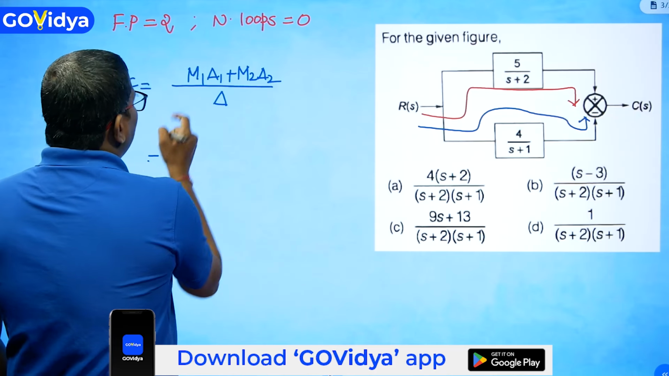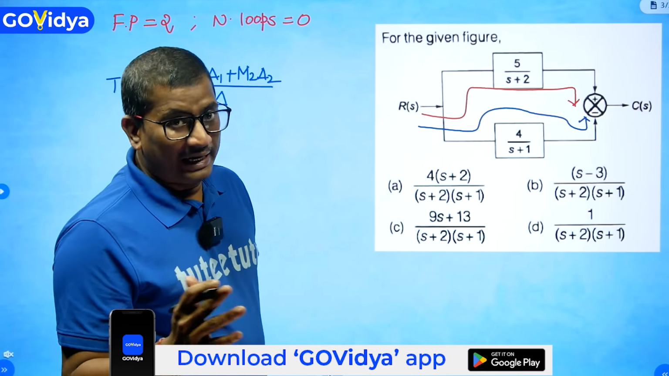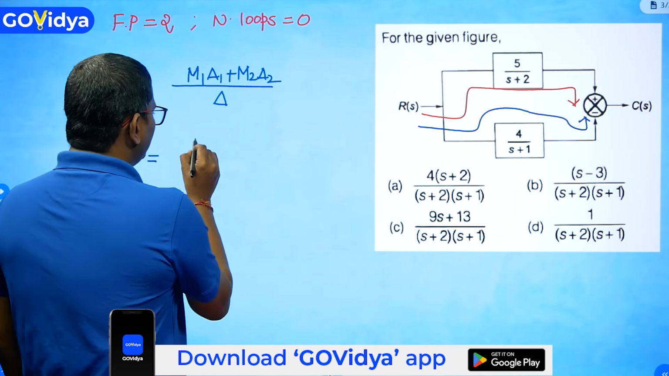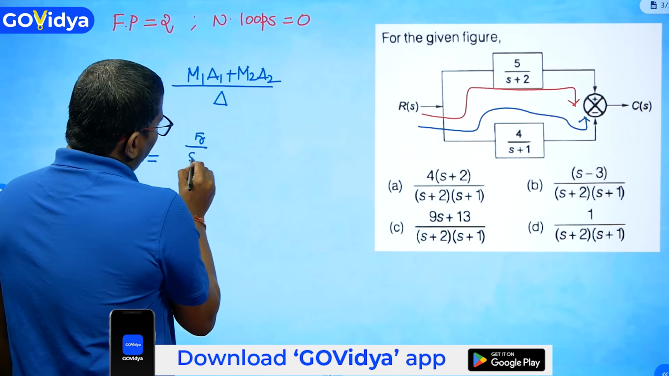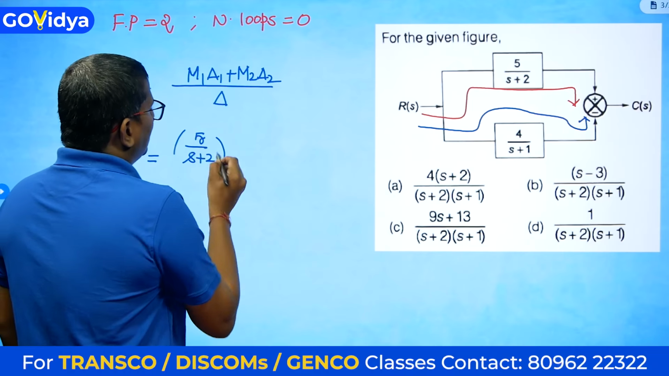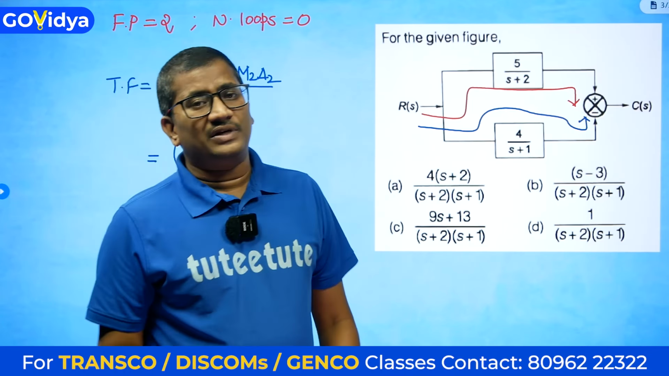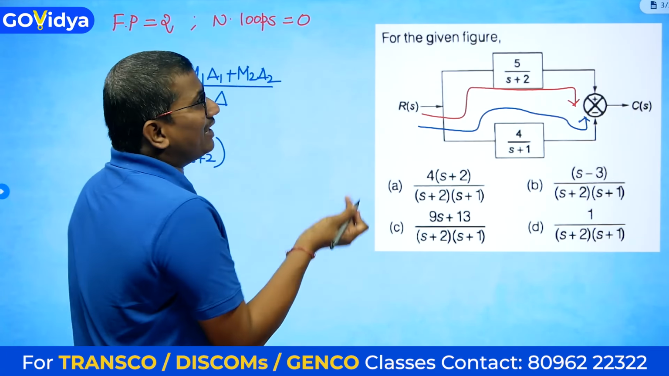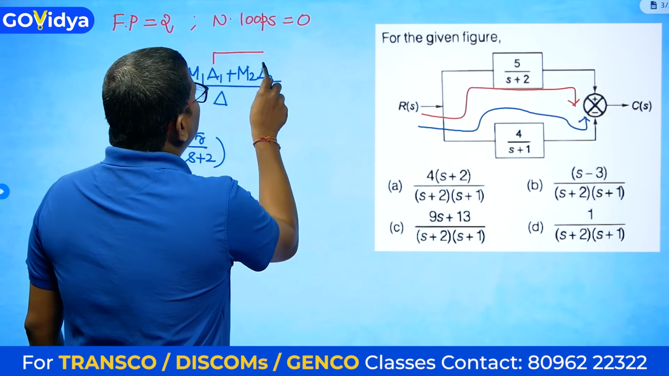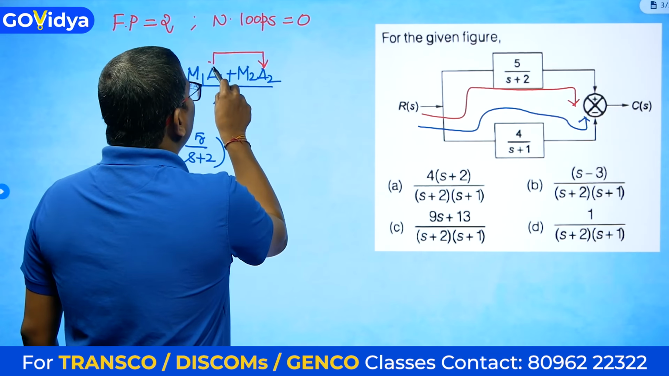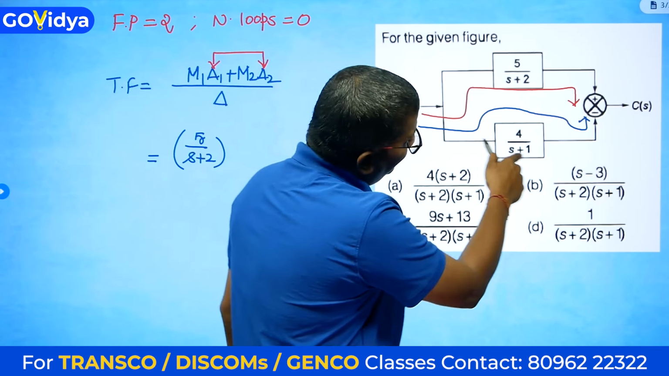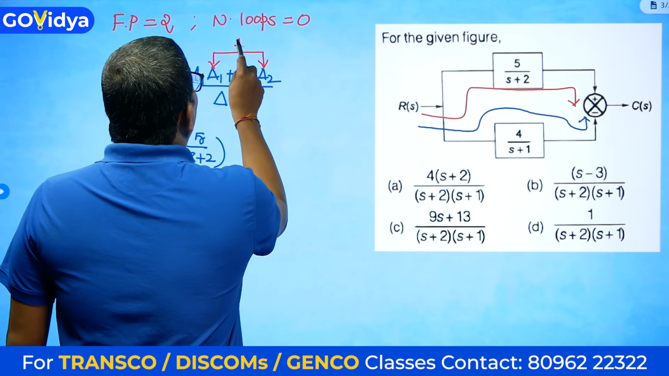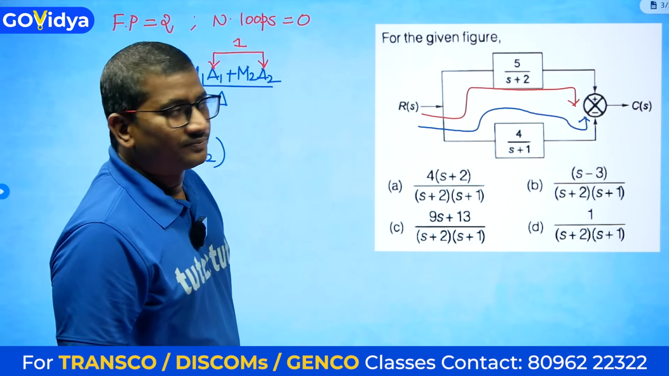So here, m1 is nothing but the first forward path gain. So what is the first forward path gain? 5 by s plus 2. And what is the delta 1? Obviously there is no loop at all. So if there is no loop, then directly I can say the delta 1 value. And for the second forward path also, do you have any loop? No. So therefore straight away I can say these delta 1 and delta 2 values are equal to 1.